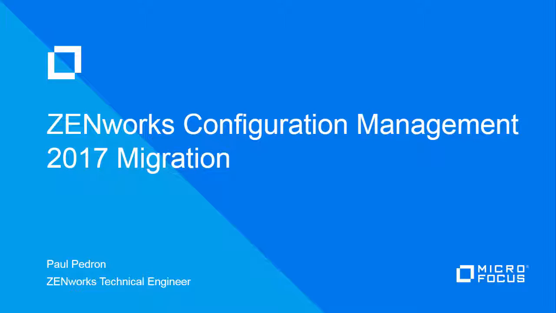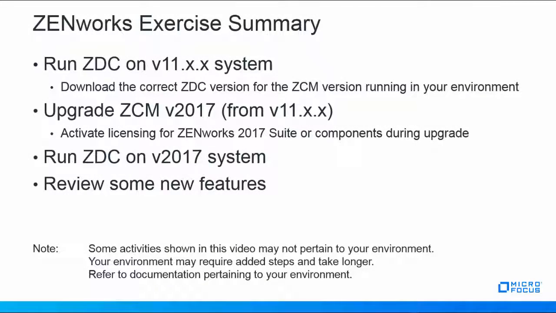In this demonstration, we will be showing steps to migrate a ZENworks 11 SP4 1140 system with two primaries and a single satellite with managed devices to the latest ZENworks 2017 system. The exercise includes running ZDC on the version 11 system, then upgrading to version 2017 and activating licenses during that process, running the ZDC on the 2017 system and reviewing some features.